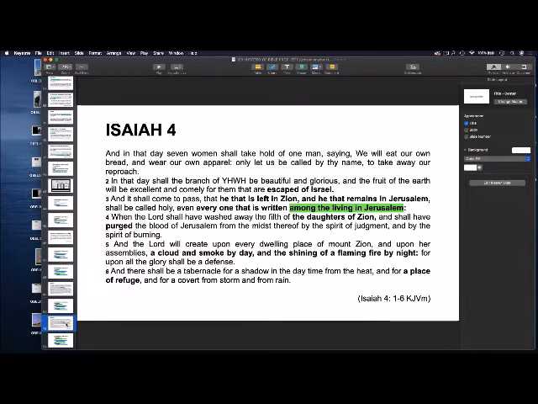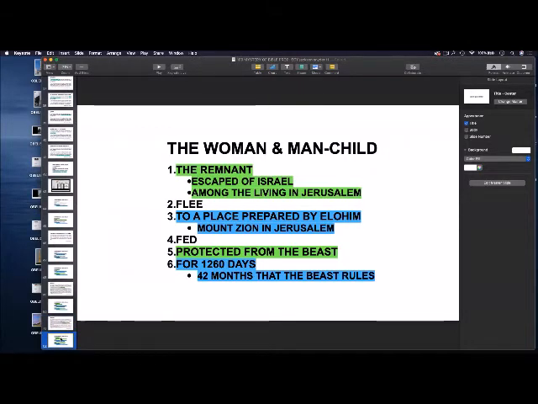And it shall come to pass that he that is left in Zion and he that remains in Jerusalem shall be called holy, even everyone that is written among the living in Jerusalem. So another thing we're looking at here is a confirmation with Joel chapter 2:32 that Mount Zion in Jerusalem is the place of refuge where deliverance will be for those that get there. So we can mark that down as another criteria for the remnant.